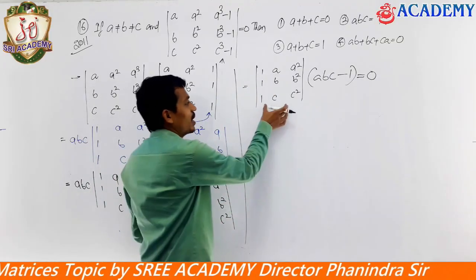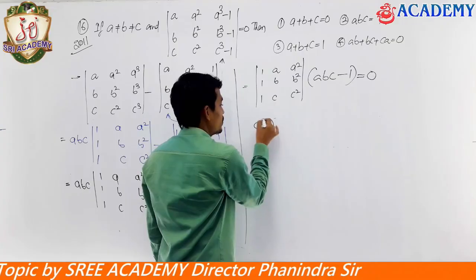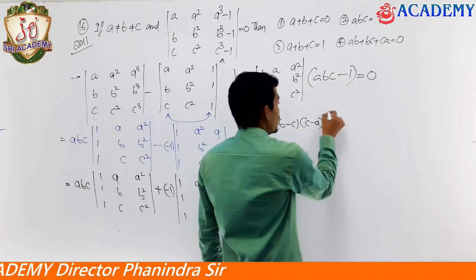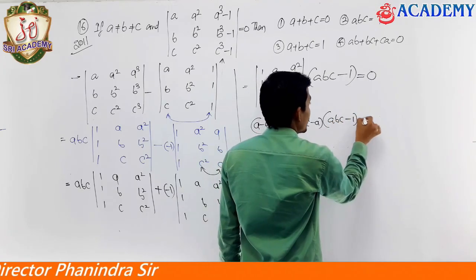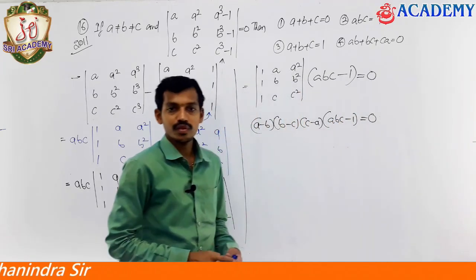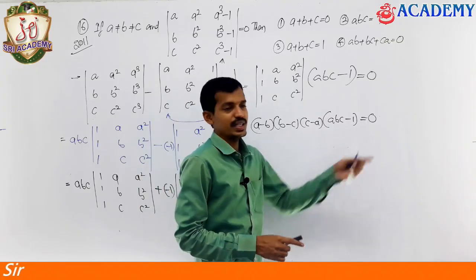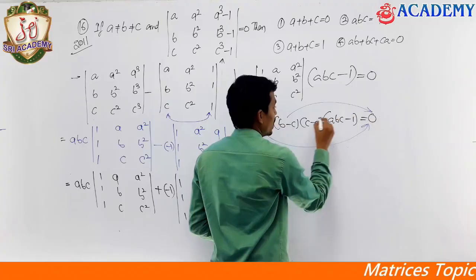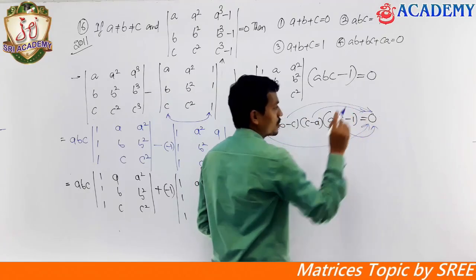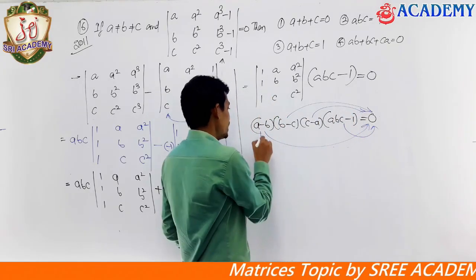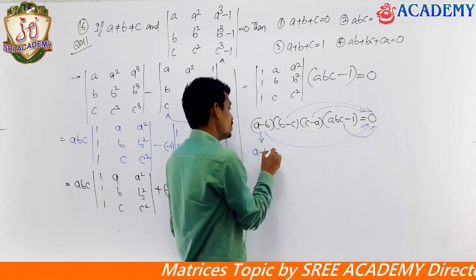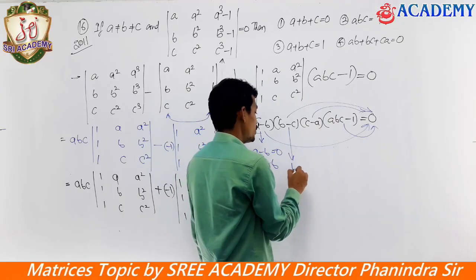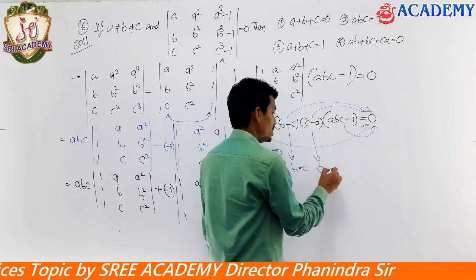Now this value we already said: (A minus B) into (B minus C) into (C minus A) into (ABC minus 1) equal to 0. See, what does the equation mean? Any one of them may be 0. If you take A minus B equal to 0, that is A equal to B. If you take this one as 0, B equal to C. If you take this one as 0, C equal to A.